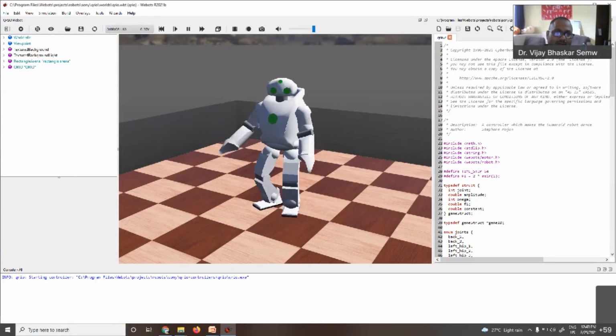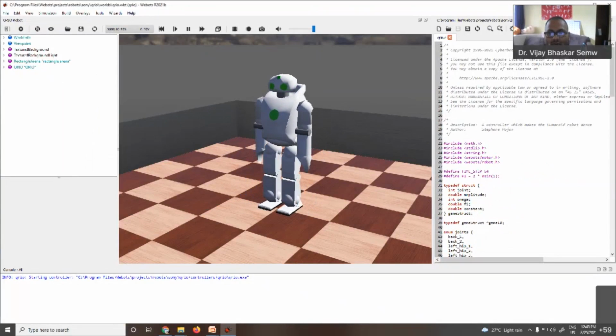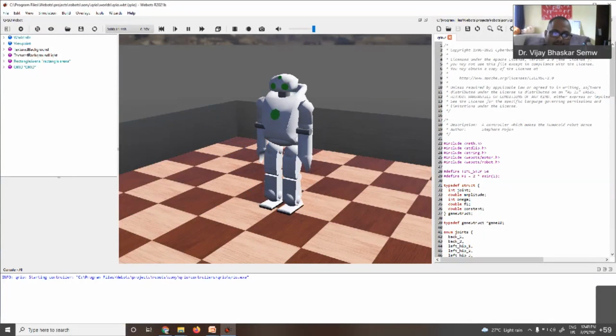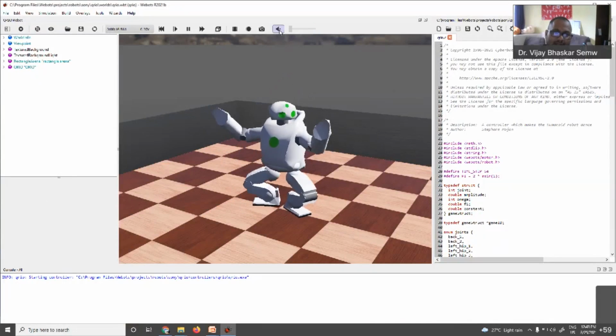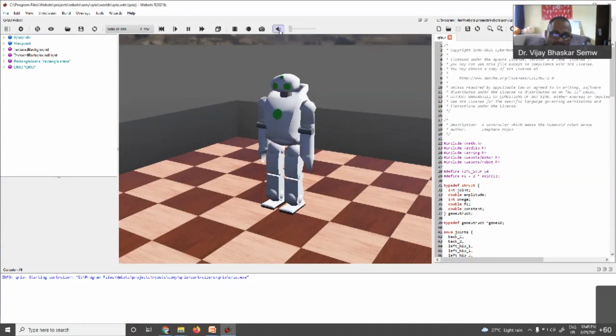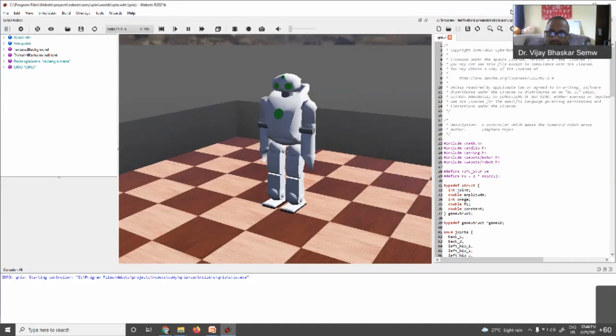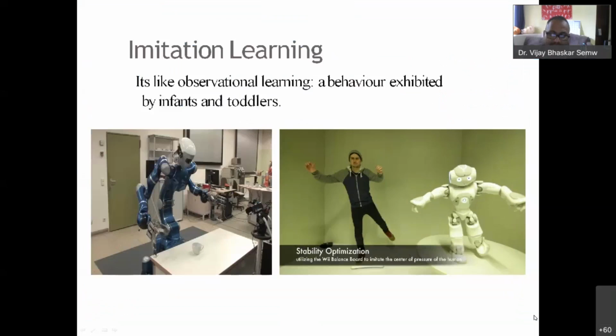This is Kurebe robot. It is performing a dance structure. See that it is bending the knee and this. So that can be considered as an imitation where they are copying the human gestures.